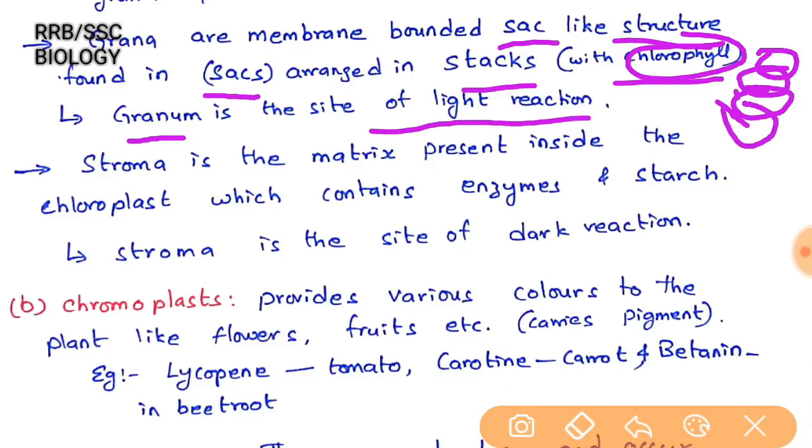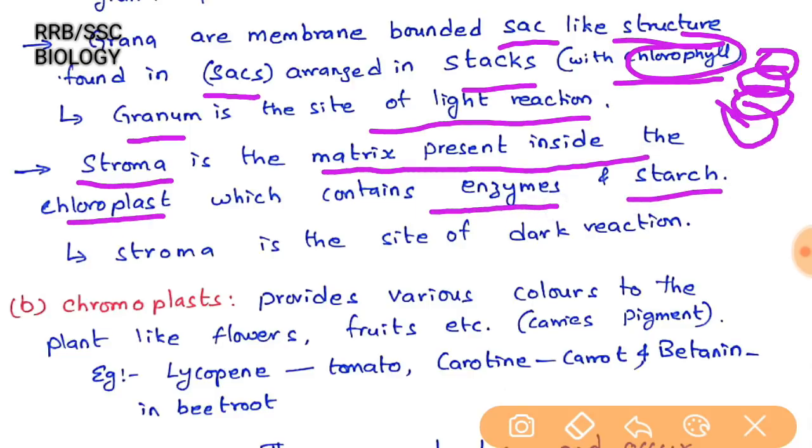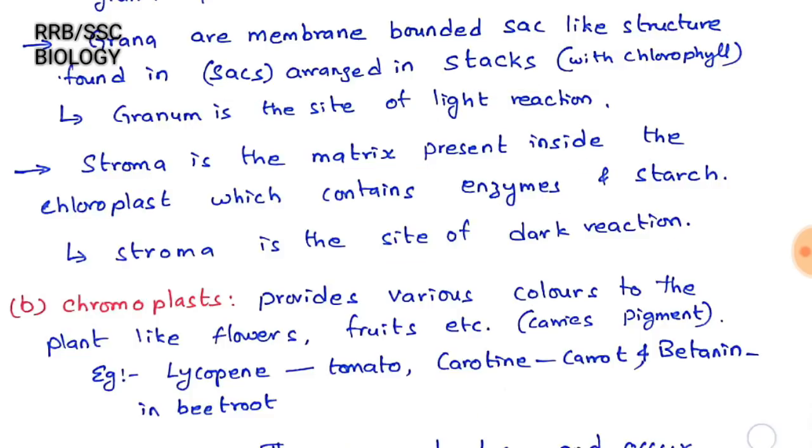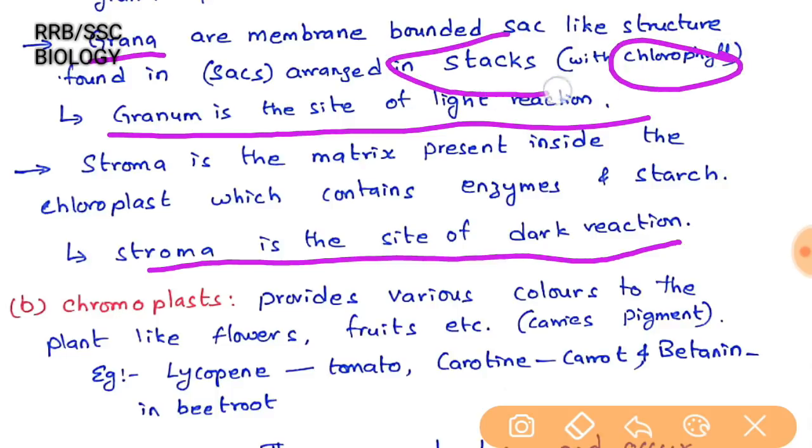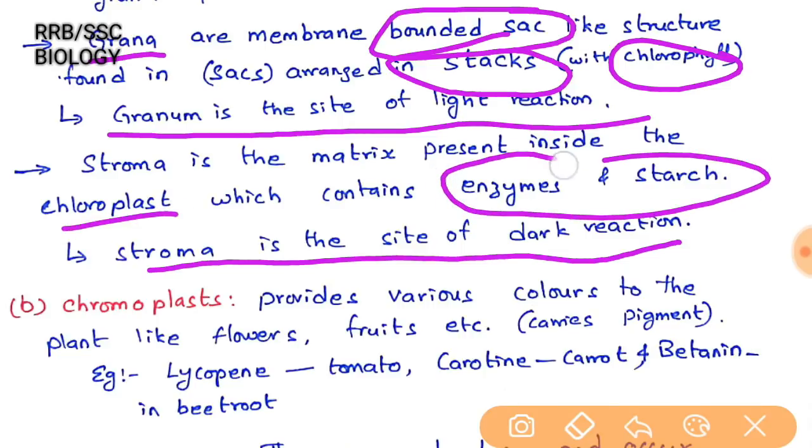Okay friends, and the other component is stroma. Stroma is the matrix present inside the chloroplast, which contains enzymes and starch. Stroma is the site of dark reaction, friends. Grana is the site of light reaction. Stroma is the site of dark reaction. Grana contains chlorophyll and it is arranged in stacks, which is bounded by sacs. The same way, stroma is the matrix present inside the chloroplast. It contains enzymes and starch. With these enzymes and starch, it gives rise to dark reaction. What is dark reaction? What is light reaction? Go to the photosynthesis class and learn.